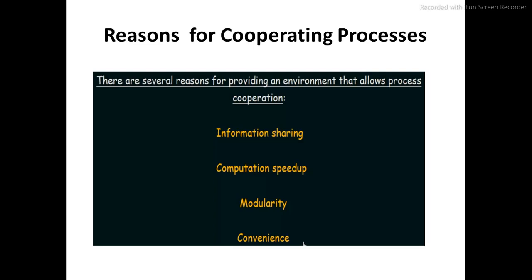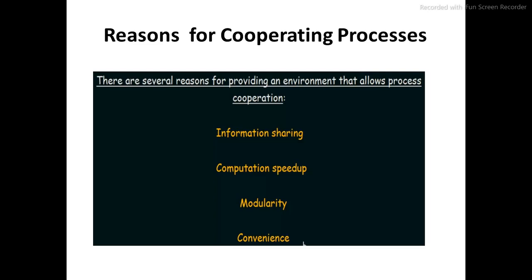And computational speed up. In order to achieve computational speed for the machine, instead of doing a big task, we divide the task into several small tasks, and these subtasks will be made to run concurrently. In this way we can speed up a system. So that is computation speed up, one reason why we provide interprocess communication or cooperation among the processes.